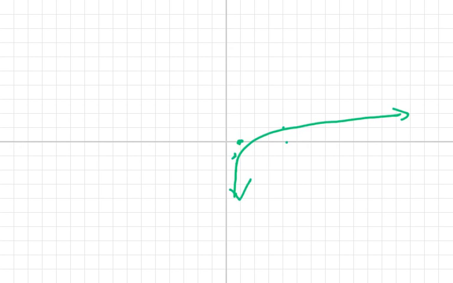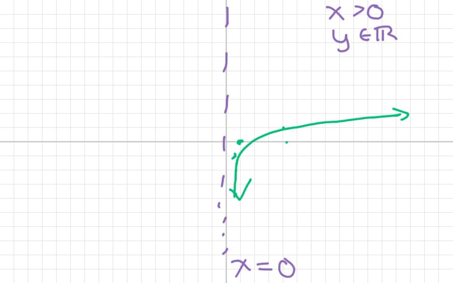All logs look the same. It has a vertical asymptote at x equals 0. The domain is x is greater than 0, and the range is all real numbers. It does have a 0 here. The x-intercept is at (1, 0). There's no symmetry, so it's neither even nor odd.